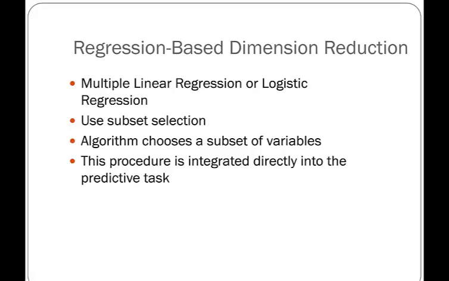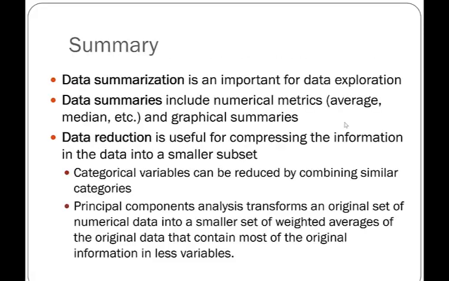Because models get very large very quickly. If you have 100 potential variables, then there are 2 to the 100 possible models, and 2 to the 100 is an extremely large number. In fact, that's on the order of about 10 to the 30, so one with 30 zeros behind it.